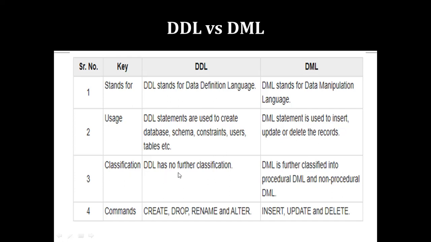DDL has no further classification, but DML is further classified into two types: procedural and non-procedural. Some example commands are create, drop, rename, and alter. All these commands are under DDL, only the defining level. And DML means insert, update, and delete. So these are the basic differences between DDL and DML. The next part we will see in the next session.